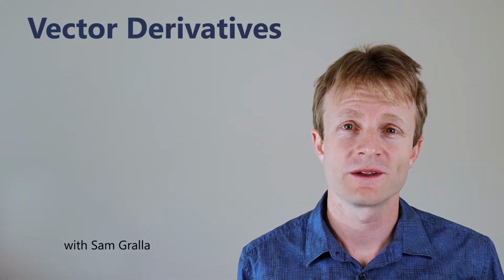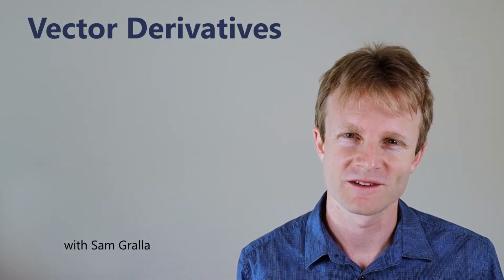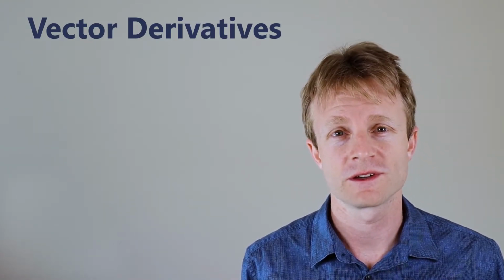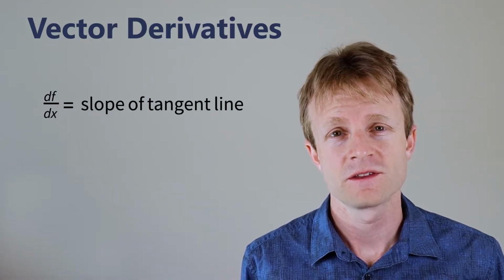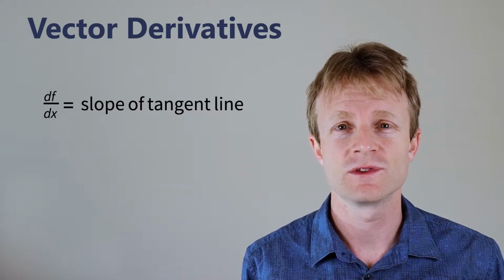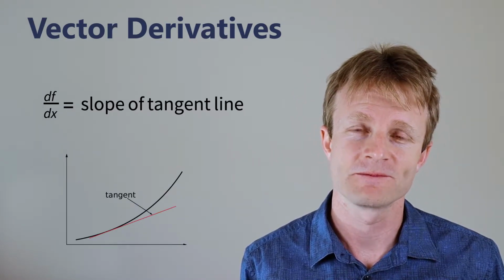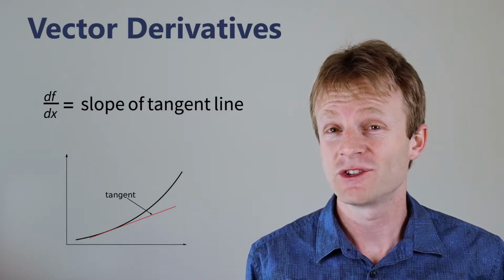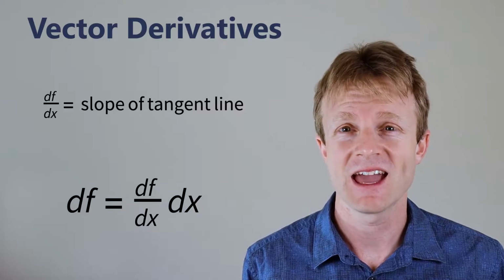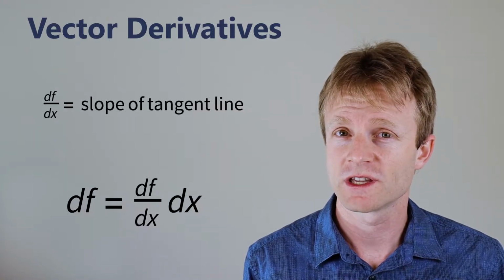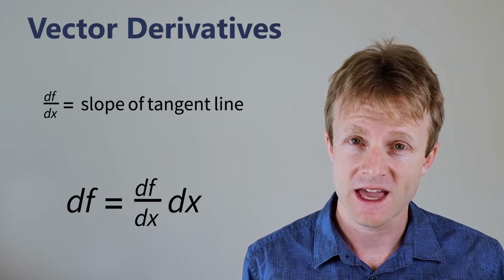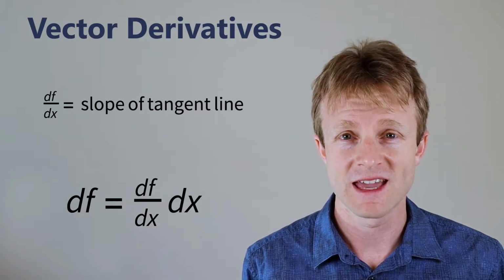Now we're going to talk about derivatives involving vectors. Let's start with an ordinary derivative of an ordinary function f of x. The derivative at x gives you the slope of the tangent line at x. Another way of thinking about this is if we change x by a little bit, dx, then the change in the function, df, is very well approximated by df/dx, the derivative, times dx.